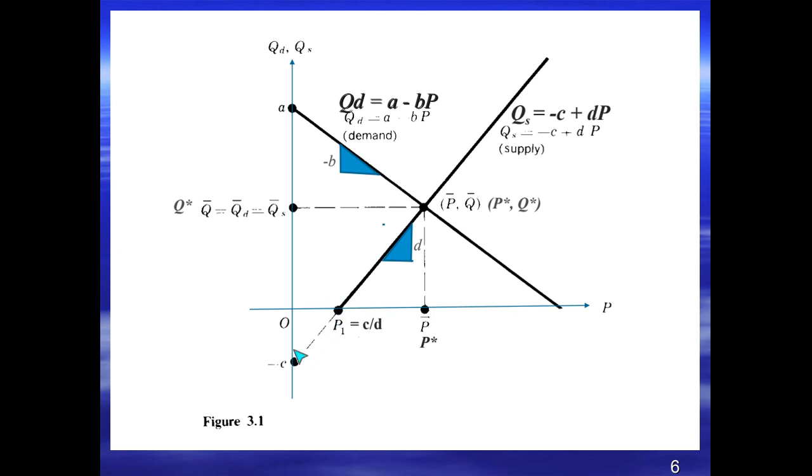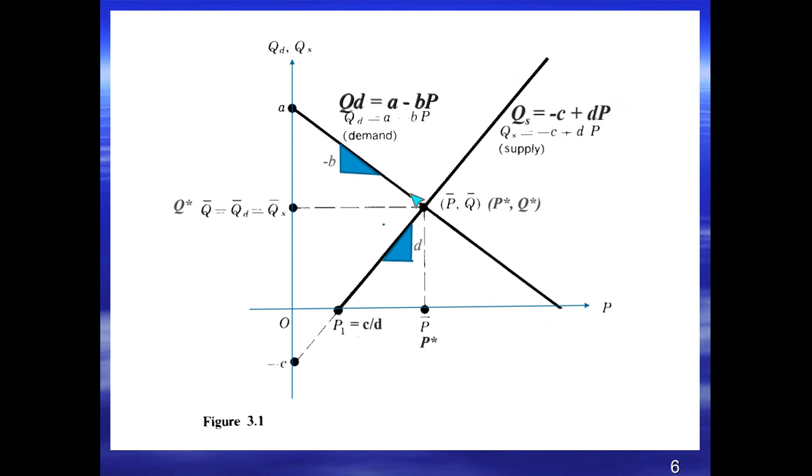The supply is a negative demand actually. Here there is demand, there is no supply. When the price is over C over D, the supplier, the producer or the seller, starts selling, starts supplying. So minus C plus dP, here we have an increasing line, because it's a linear function. Qs is minus C plus dP, and it augments with price.